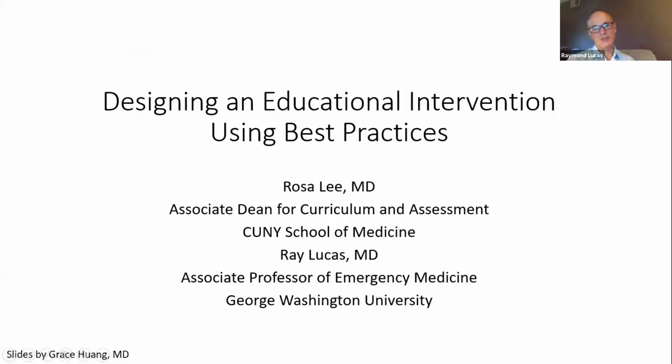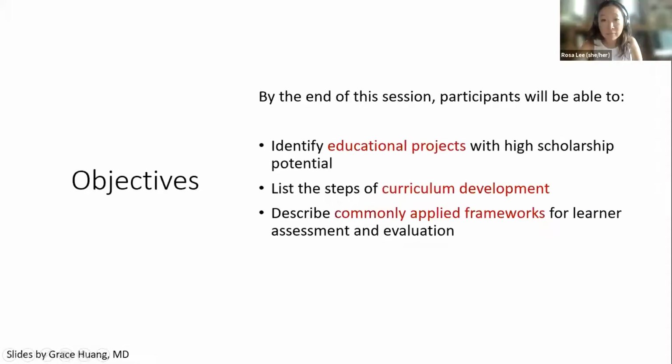So this next module is on designing an educational intervention and how to incorporate some best practices for success. The learning objectives for this are, by the end of this session, you should be able to identify educational projects that have a high scholarship potential, list the steps of curriculum development, and describe some commonly applied frameworks for learner assessment and evaluation. And as Rosa mentioned before, there's a little bit of intentional overlap. Some of the frameworks for assessment and evaluation we'll talk about again tomorrow.